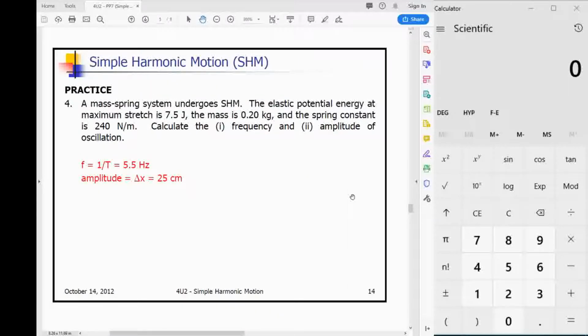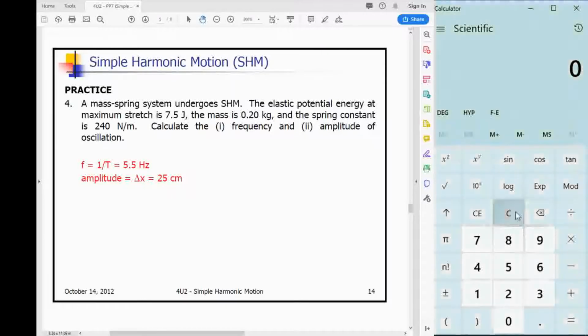Here's a question. It says a mass spring system undergoes simple harmonic motion. The elastic potential energy at maximum stretch is 7.5 joules. The mass is 0.2 kilograms and the spring constant is 240. So calculate the frequency and the amplitude of oscillation.